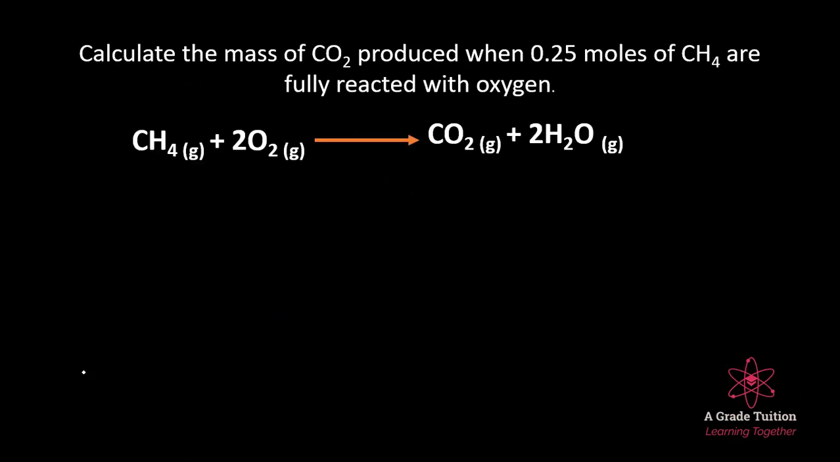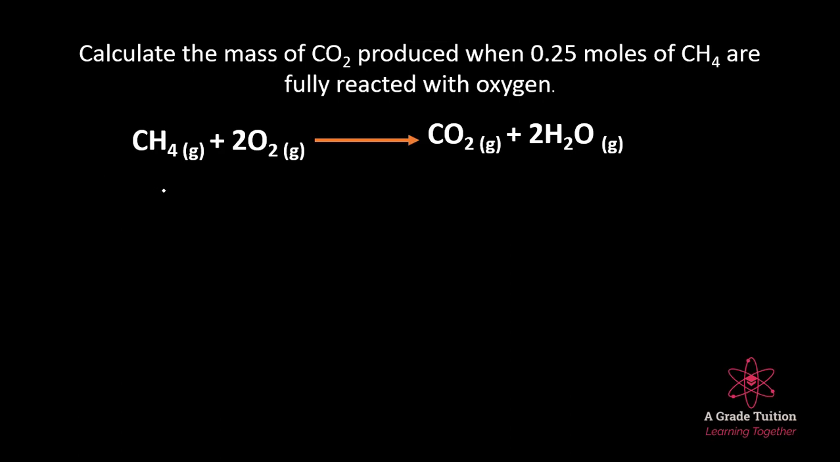So the first example we're going to do involves the combustion of a hydrocarbon, methane. It reacts with oxygen to produce carbon dioxide and water. And the question is, calculate the mass of CO2 produced when 0.25 moles of methane are fully reacted with oxygen.